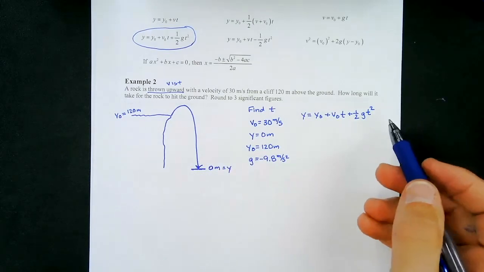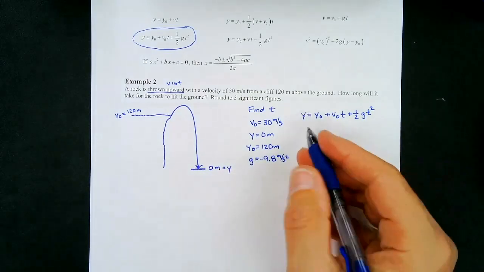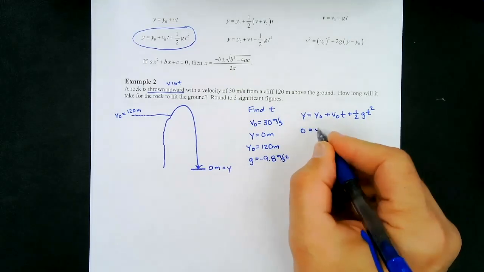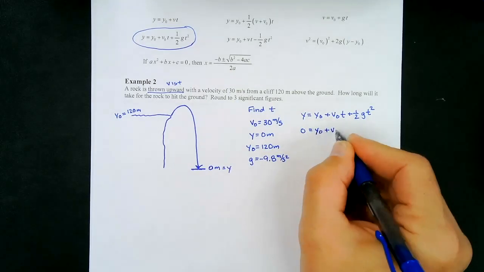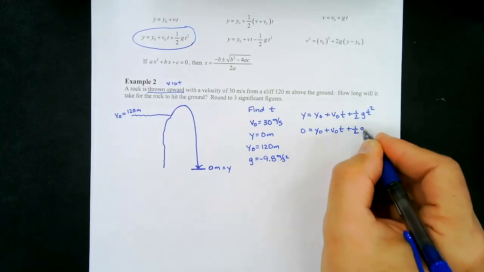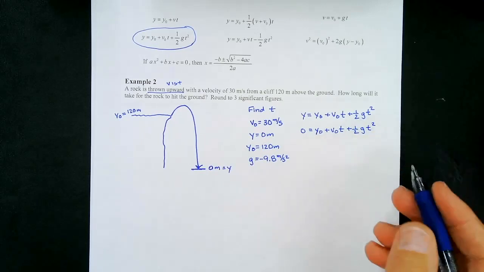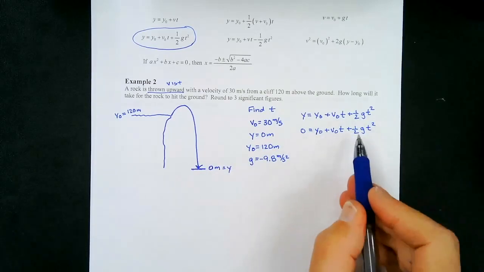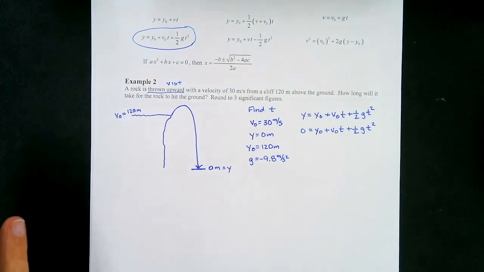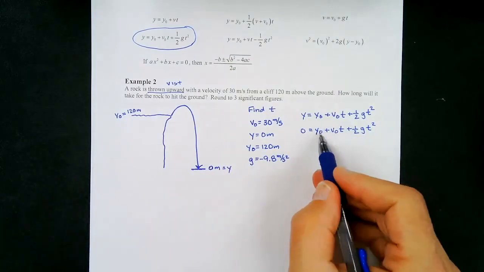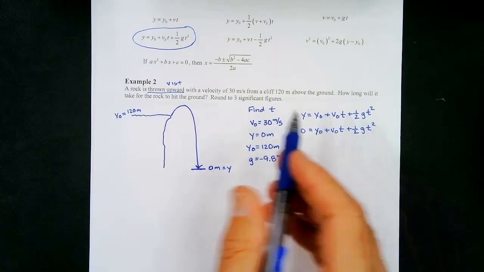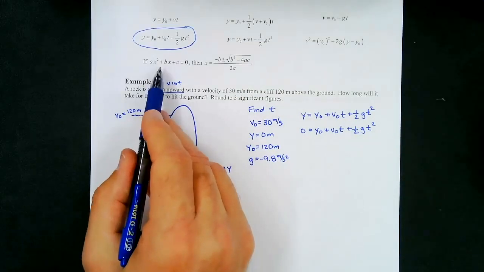So is anything 0? Yeah, the y is 0. So this is going to be 0, and that's the only thing that's 0, right? So this is going to be 0 is equal to y sub 0 plus v sub 0 t plus 1/2 gt squared. So we have everything in this equation but t. And what we should be recognizing is that this is a quadratic, right? Because we have a constant here, we're going to have a number here, we're going to have t, and we're going to have t squared. So this is a quadratic, and that's why I have up here the quadratic formula.